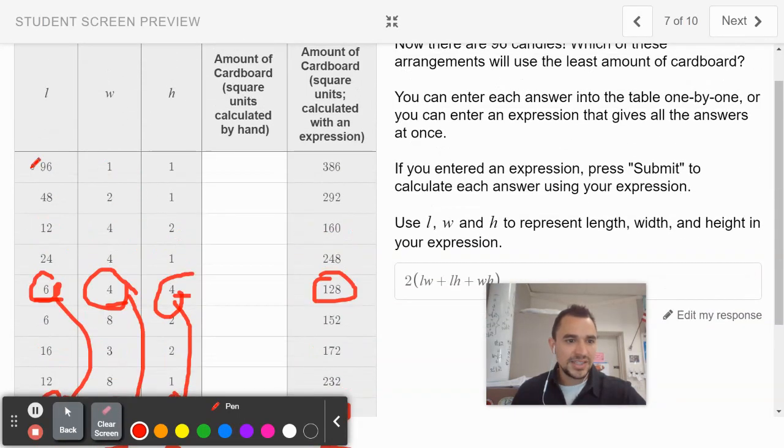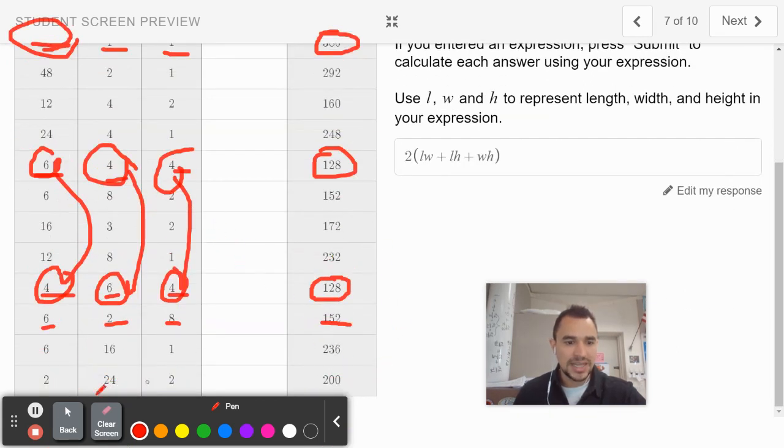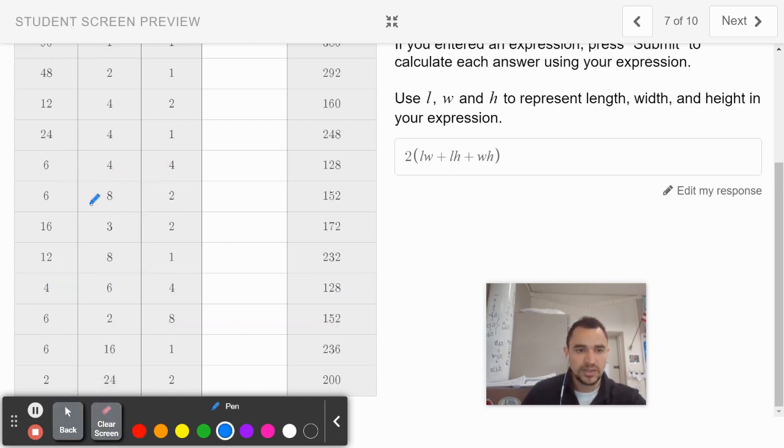But again, look at this high number. This is a 96 and then a 1 and a 1. Giant number, 386. That's the difference. Volume doesn't really matter because these are all the same volume. It's just the surface area that changes. All right, so let's take a look. We've got blue.